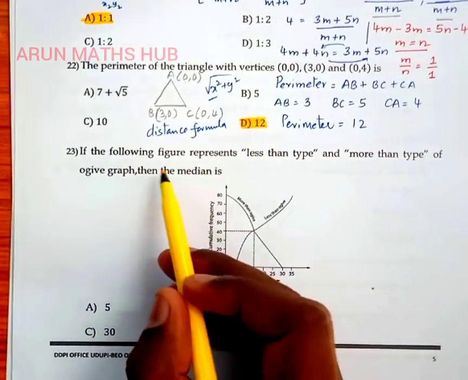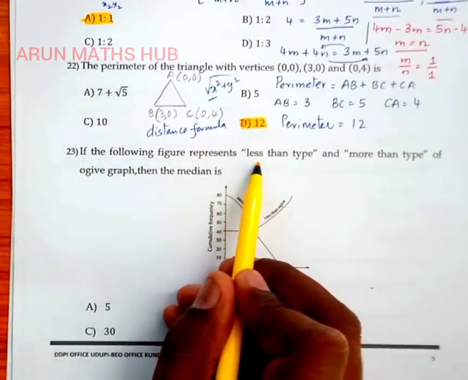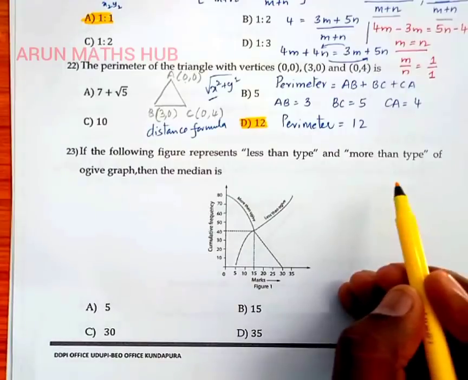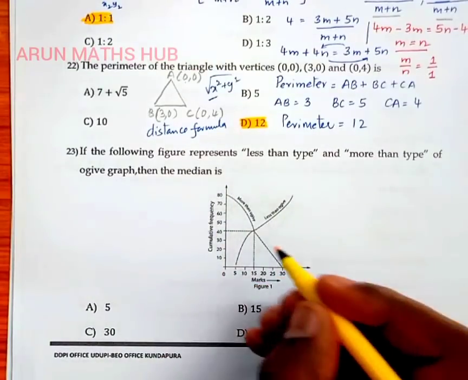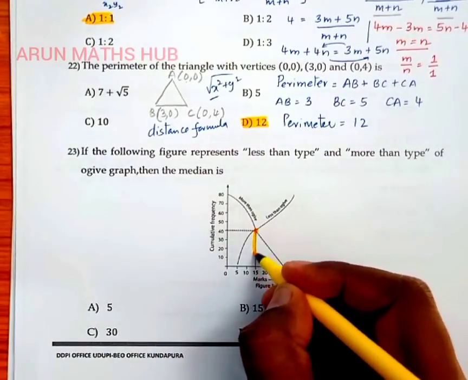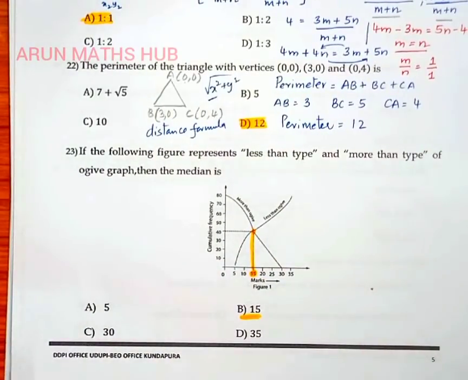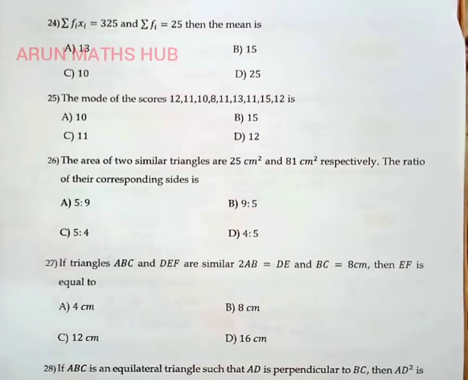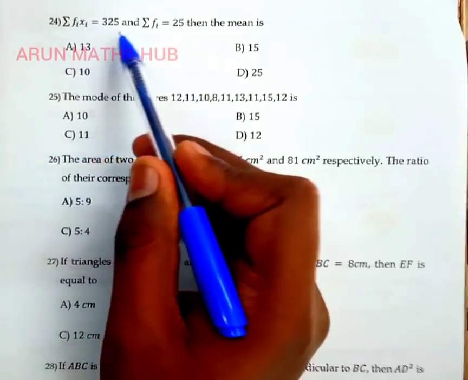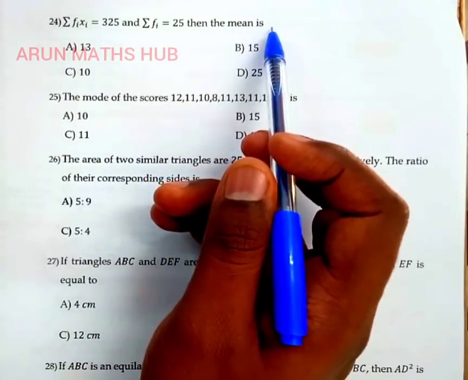Question number 23. The following figure represents the less than type and more than type ogive. Then the median is the intersection of the less than type ogive and the more than type ogive, and the corresponding coordinate on the x-axis is the median. Therefore the correct answer is 50.